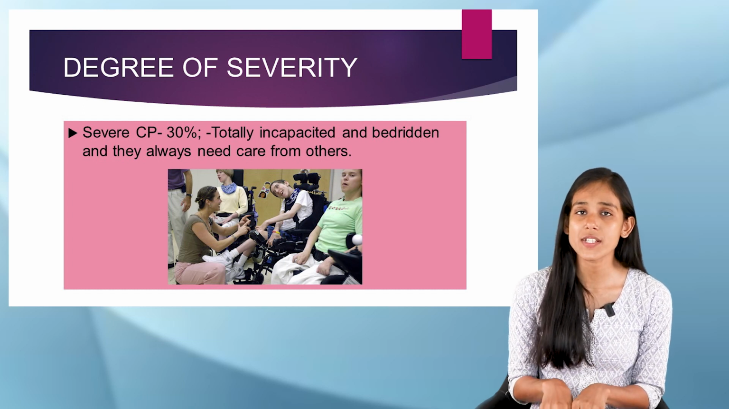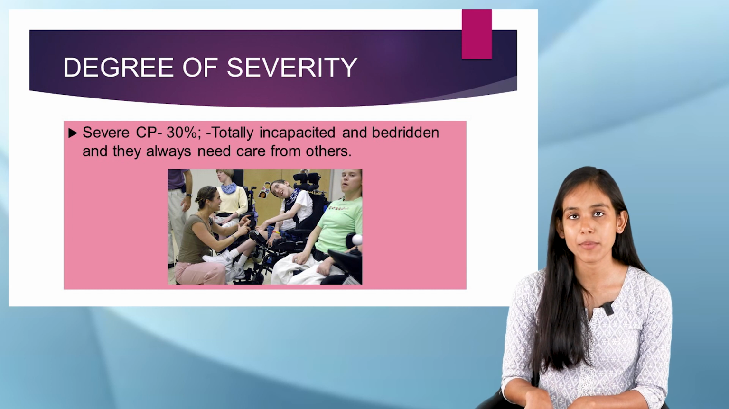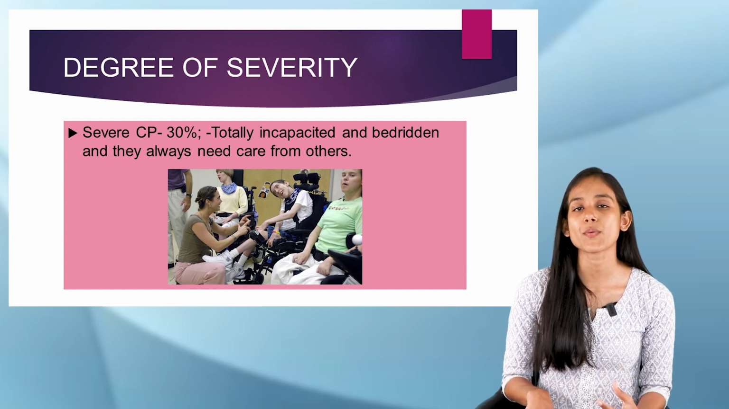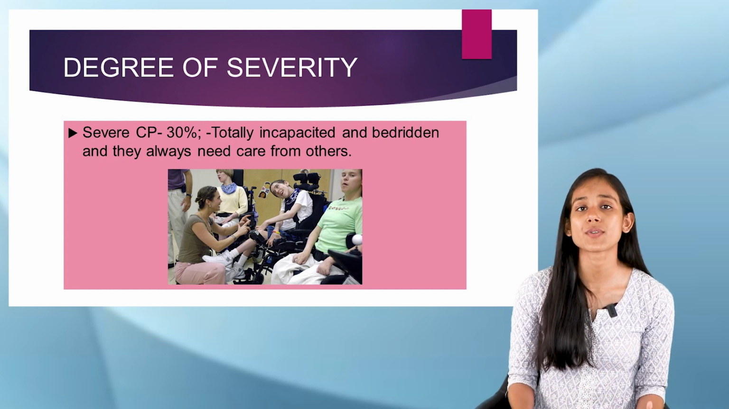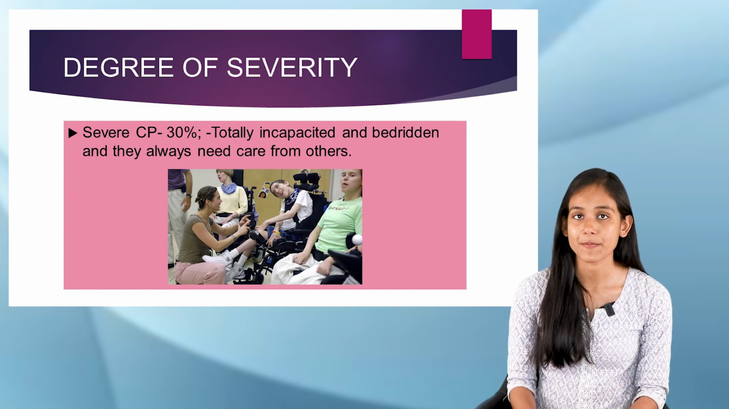So around 30% of the cases are severe cerebral palsy, where the child will be totally incapacitated and bedridden, so they require help for everything. So that was all about the types. Now let us move on to the diagnosis of cerebral palsy.